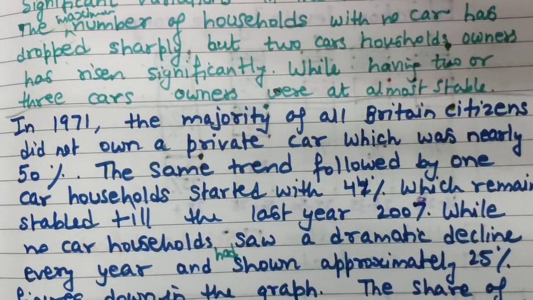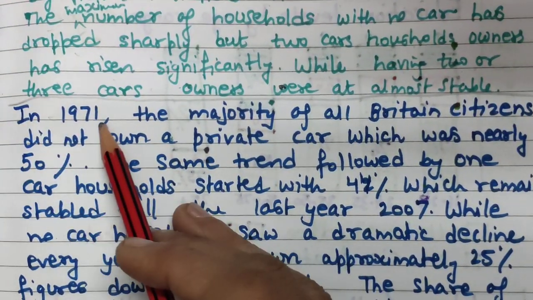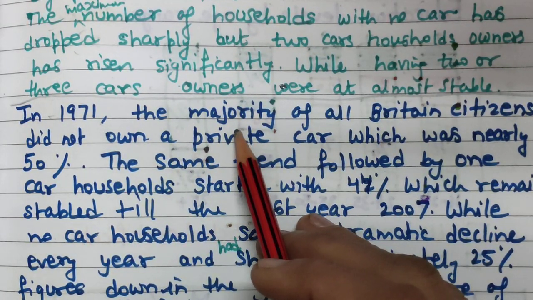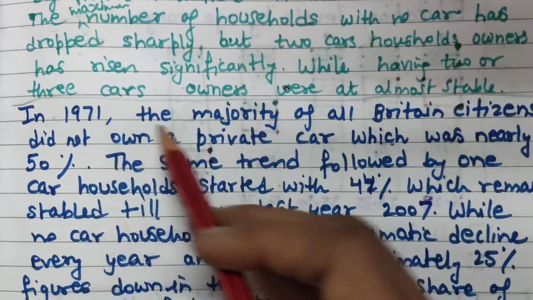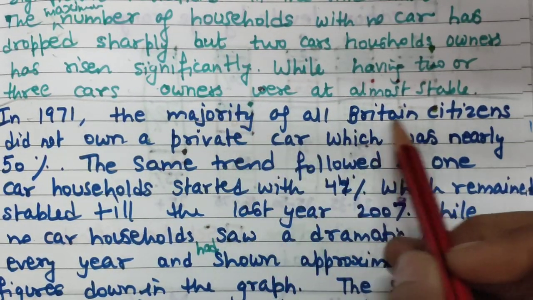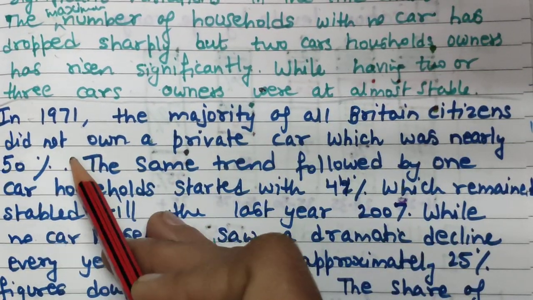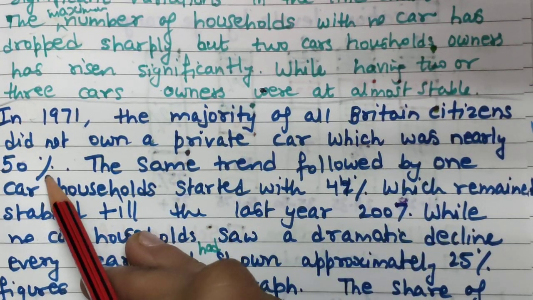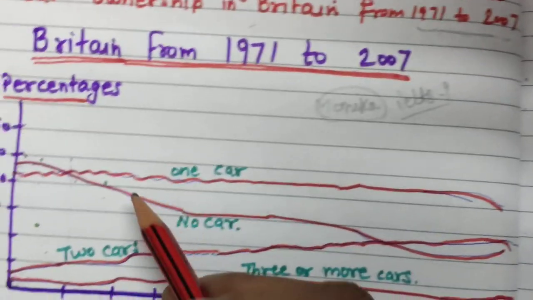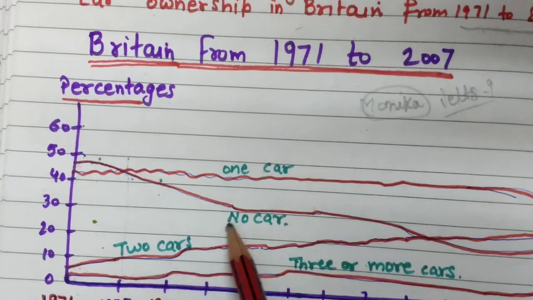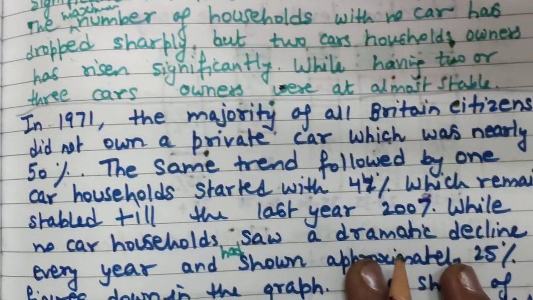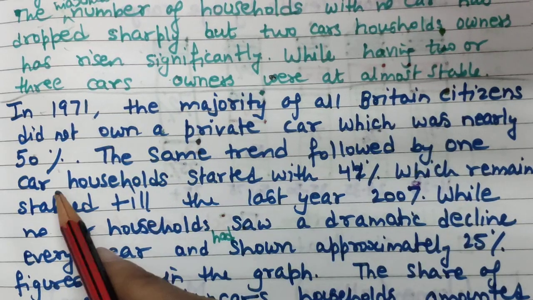You can see in 1971, and I have combined the two lines. In 1971, the majority of all Britain citizens did not own a private car, which was nearly 50%. Simply I am explaining it: no car, did not have a car, which was around 50%. So I have written which was nearly 50%.